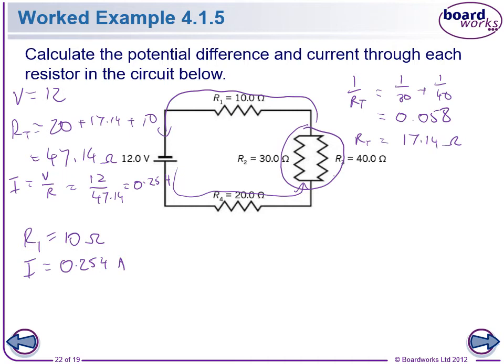Okay, remember our series circuit, all of our voltages will add up to that 12. We don't know they're all the same, we know they'll add up to that 12. So our voltage is going to be equal to 0.254 times 10. Okay, current times resistance. Okay, V equals IR. So that gives us a voltage drop of 2.54 volts.